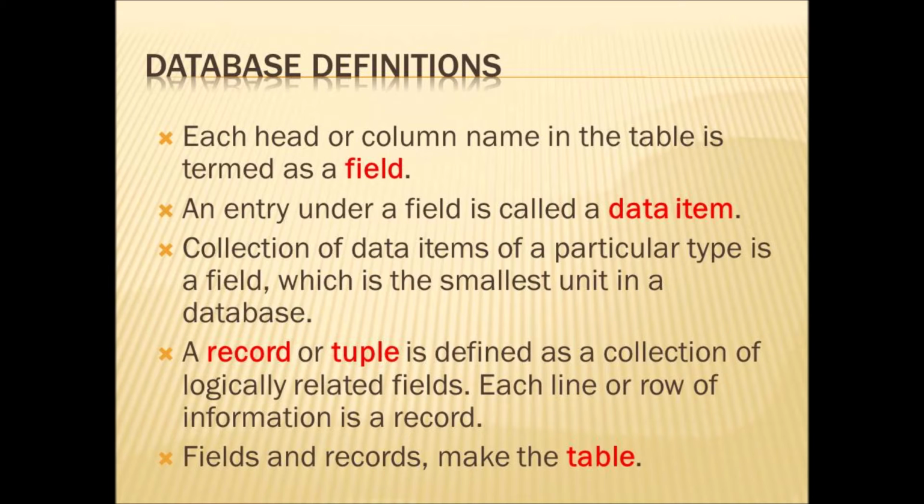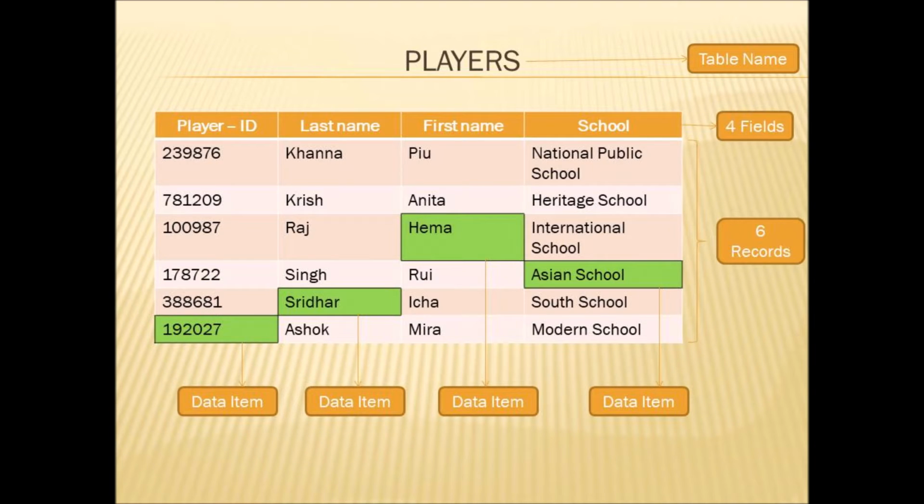And the third one is record or tuple. It is the collection of logically related fields. Each line or row of information is called a record. At last, both fields and records combine to form a table. Understood? In this picture, you can understand all the keywords easily.